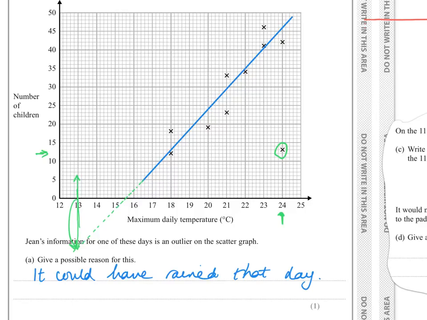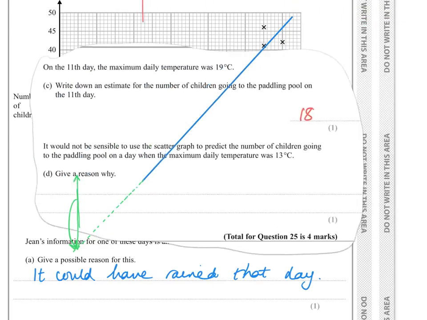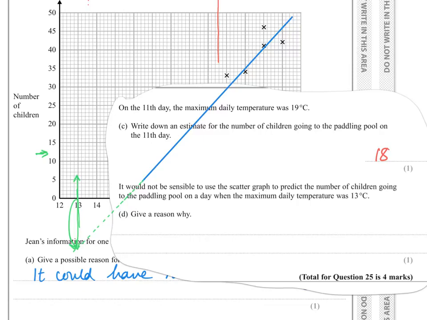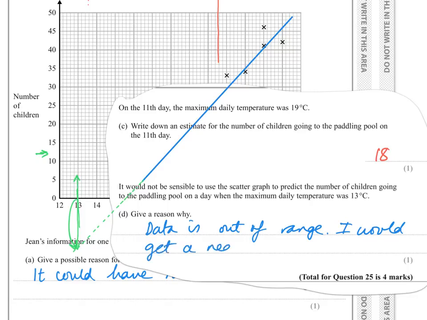I would say, let's move this back. I would say the data is out of range. I would get a negative amount of children. And that's good enough. That's probably more than enough.